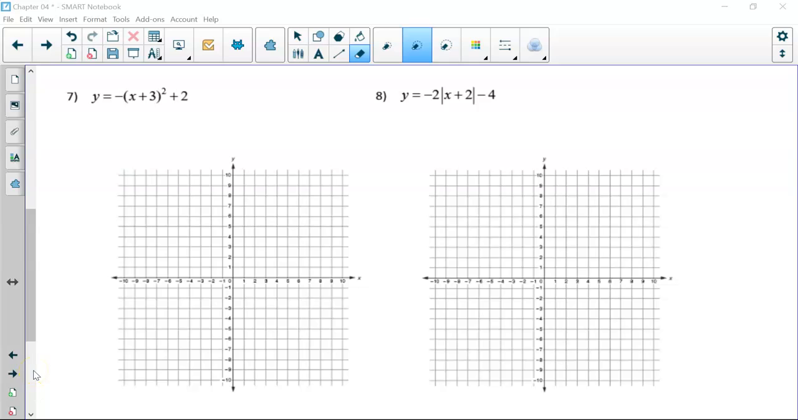Welcome back to part 2 of section 4.2.1. You should be recognizing the similarities to when we did this earlier in the chapter with our quadratics. And actually, here's another quadratic, the parent function, y equals x squared.